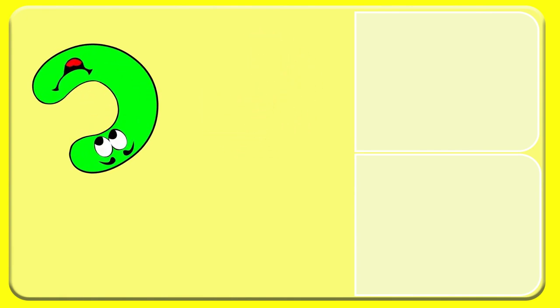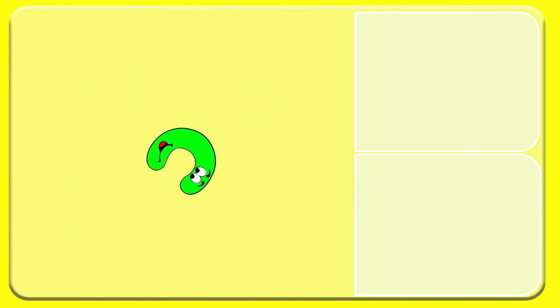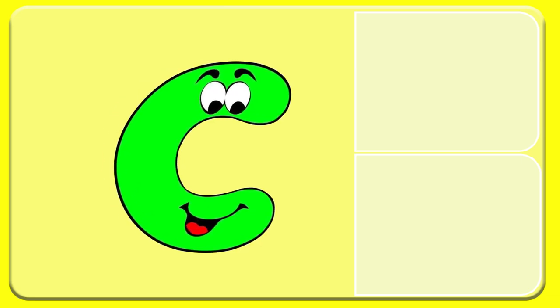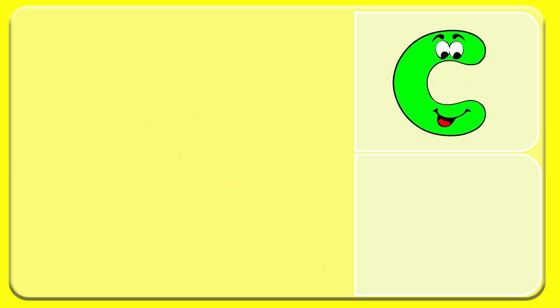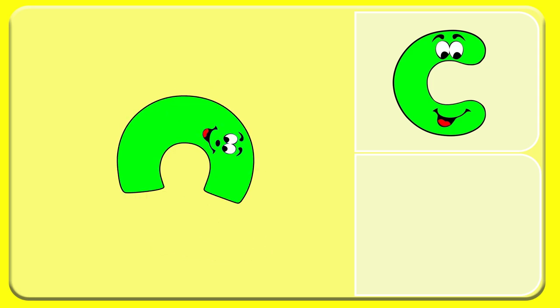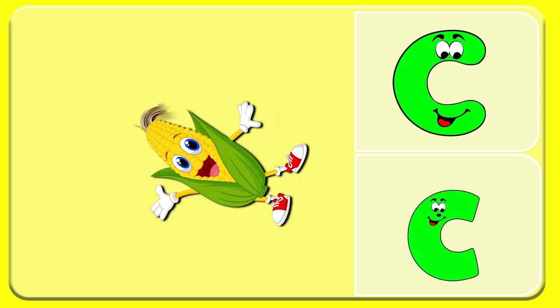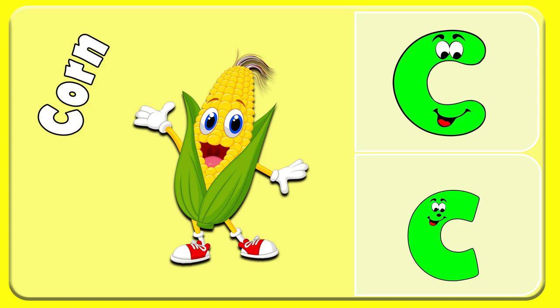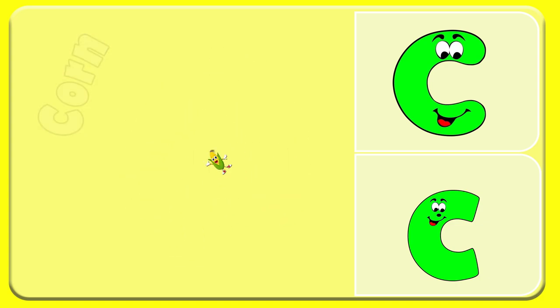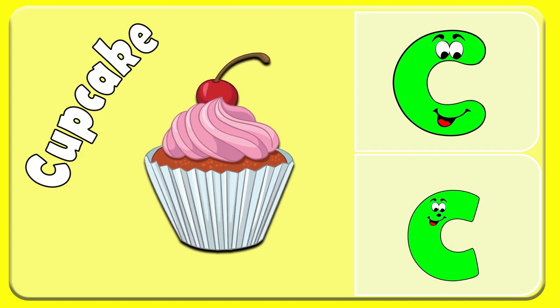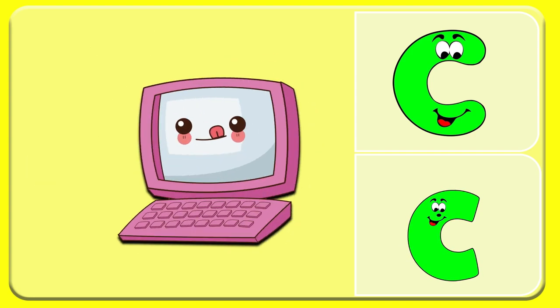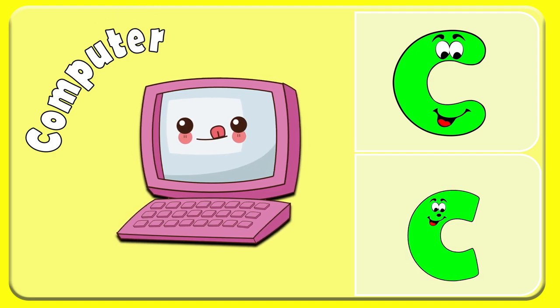Today we will learn alphabets and their sounds. Have you ever seen the letter C? I'm letter C, and my sound is k k k. And the words start with me. Corn, k k corn. Cupcake, k k cupcake. Computer, k k computer.